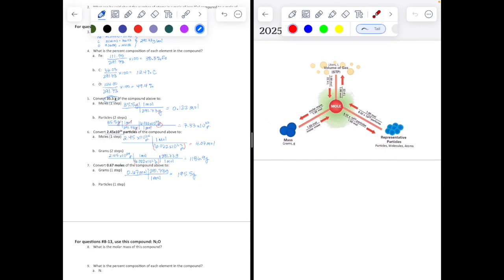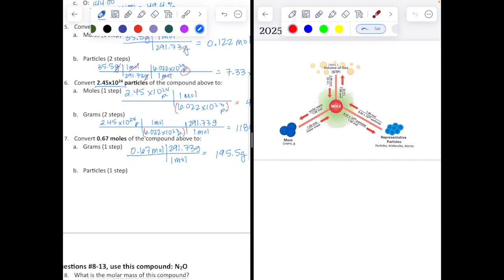Let's convert that to particles. So go back to our mole map. We're starting with 0.67 moles, so moles in the middle, and we're going to particles. So we're going to use Avogadro's number over 1 mole. We always start with the number in the problem, 0.67. And I haven't been canceling my units, but let's just take a look here.